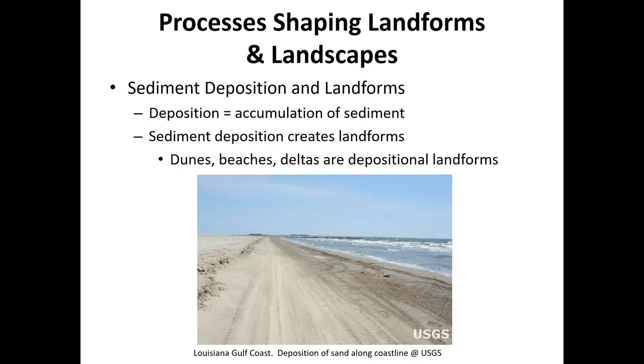This is the Louisiana Gulf Coast. The sand there was deposited by the ocean during the tide, or if you're near the delta of a river, sand and mud can be deposited by rivers that are carrying sediment. So dunes, beaches, deltas, and so on are formed as depositional landforms. That means material that is deposited by oceans or by rivers or so on.